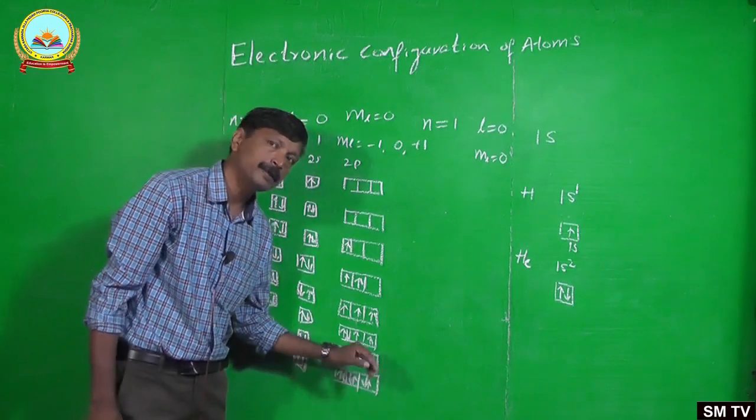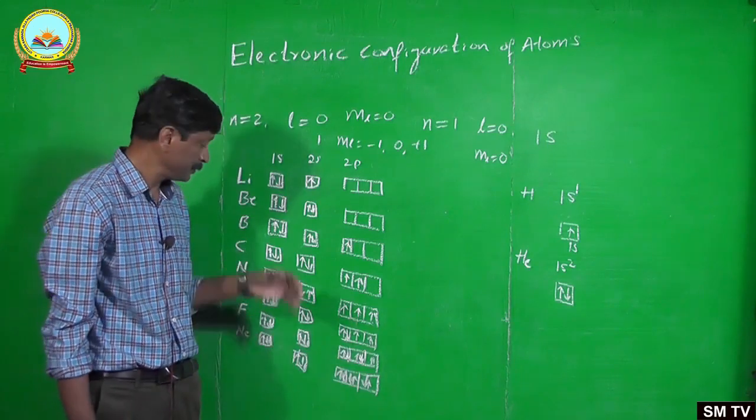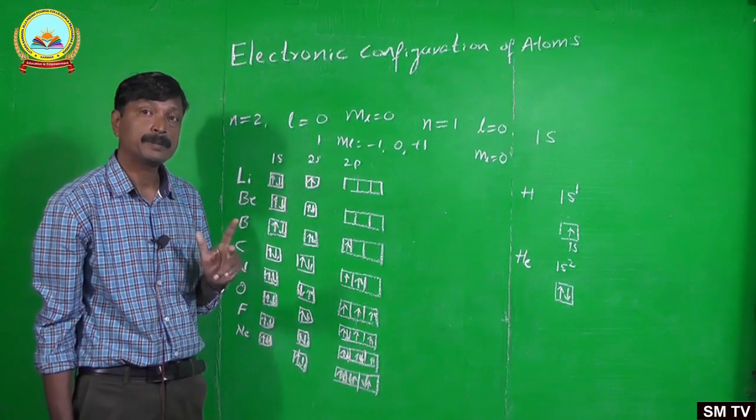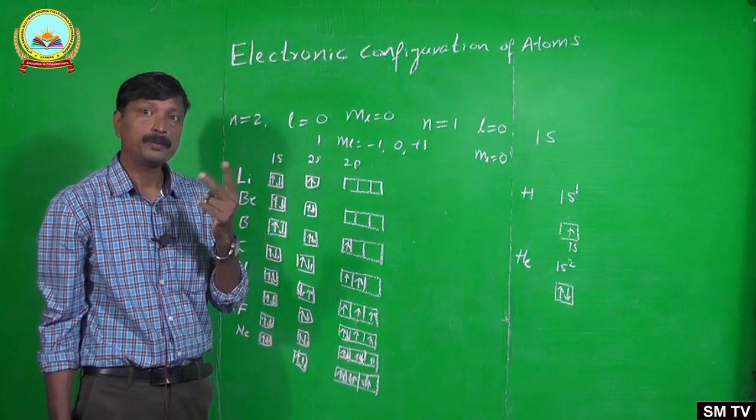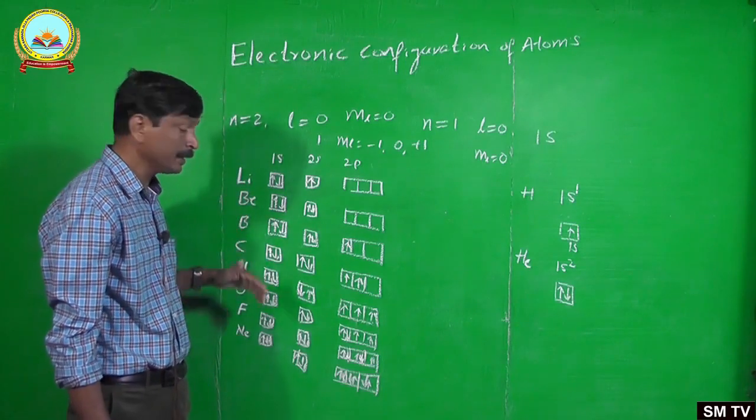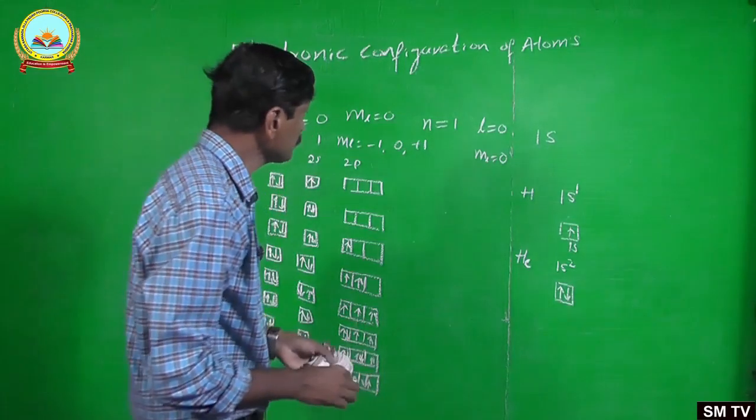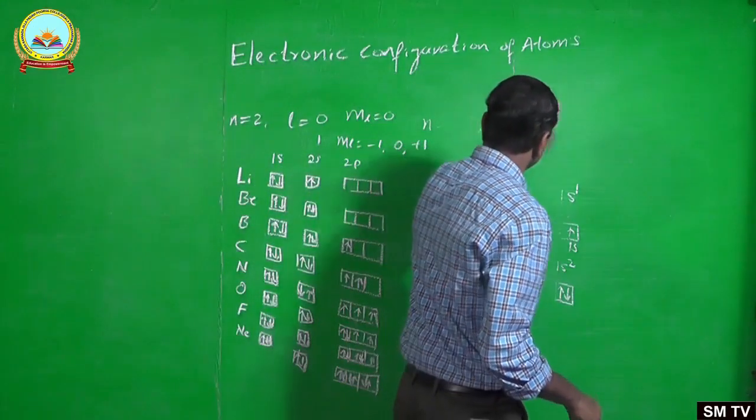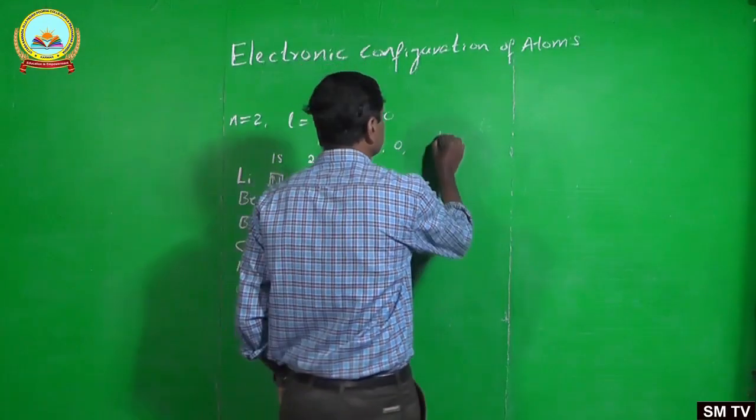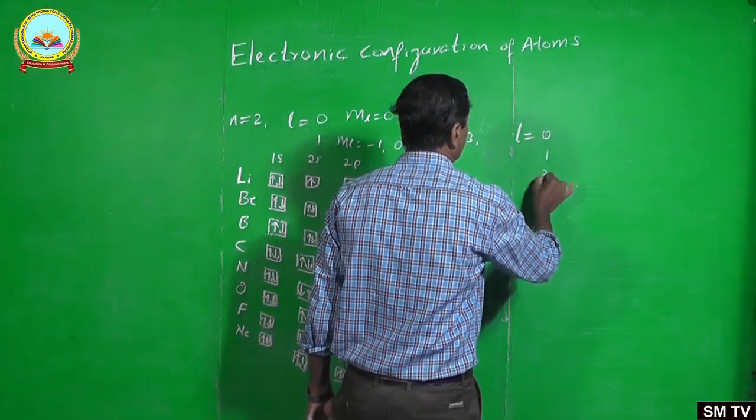All the orbitals in the second principal quantum number are paired up here. So this is the second principal quantum number. In the first principal quantum number, there are 2 elements. In the second principal quantum number, we have written 8 elements. After that, where does the next electron have to go? n is equal to 3 means l has 3 values: 0, 1, 2.